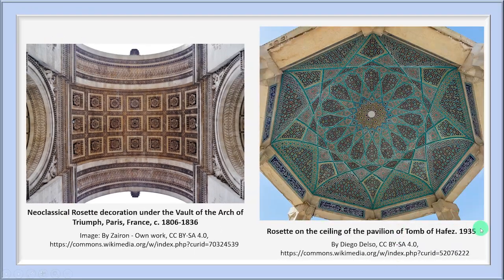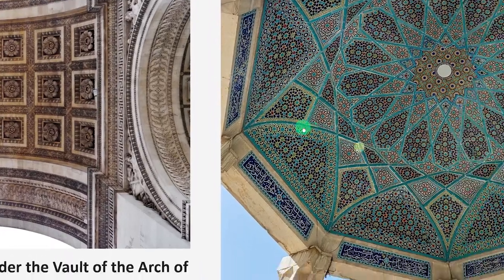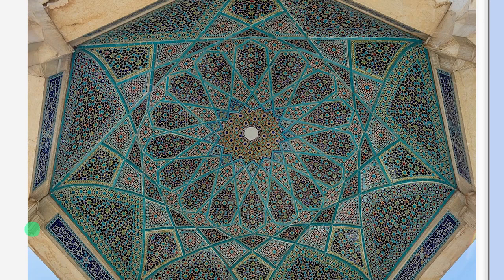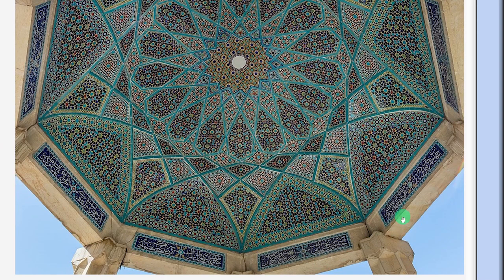And this is a recent, not very recent, but yet within a century, ceiling of the pavilion of Tomb of Hafiz. And this is a mosaic work with rosettes. Tomb of Hafiz is in Iran. It is erected in the memory of celebrated Persian poet Hafiz. Hafiz was a 14th century spiritual Persian poet, and his work is held in a very high regard by the Iranians and is an important part of Persian literature. And here we have calligraphy.